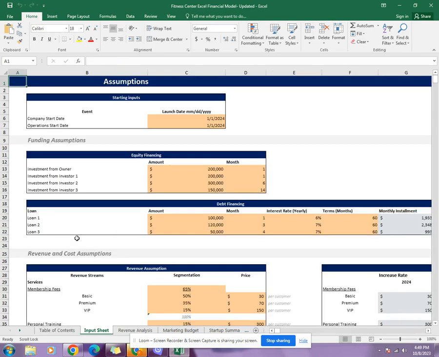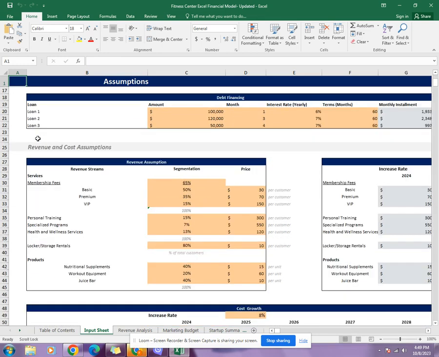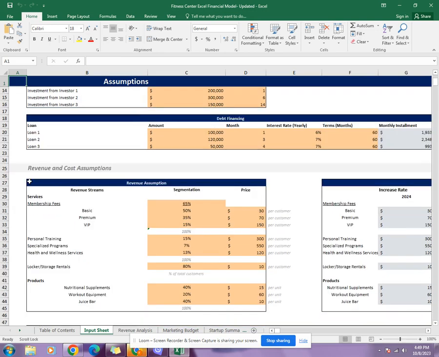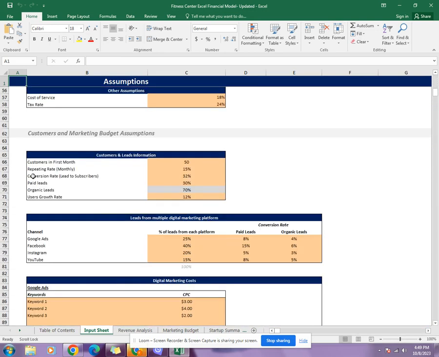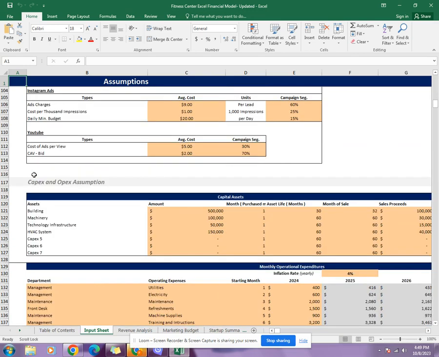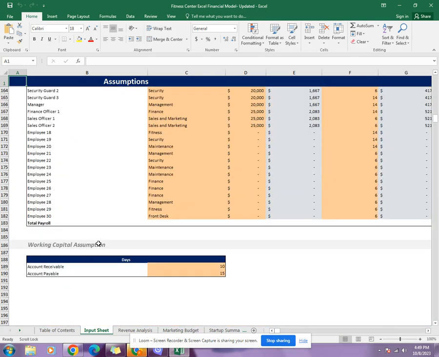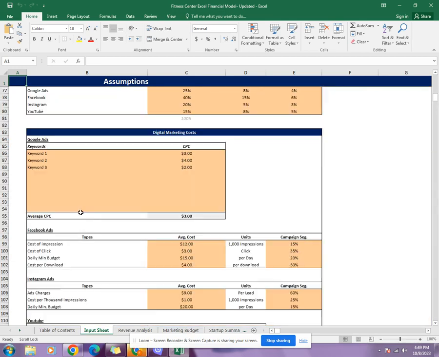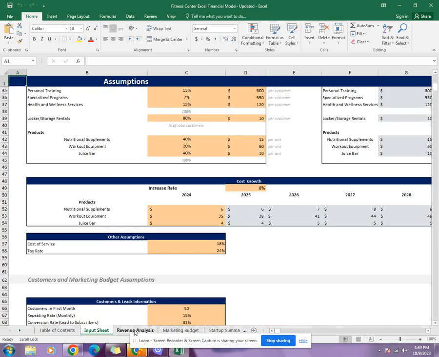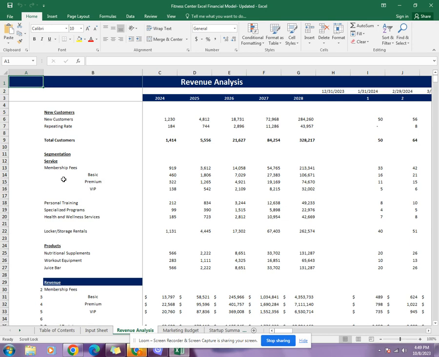Coming towards the input sheet, as you can see over here, the input sheet or assumption sheet includes all the assumptions relevant to the business. These include the funding assumptions, revenue and cost assumptions, customer and marketing assumptions, as well as capex and opex assumptions, and working capital assumptions.